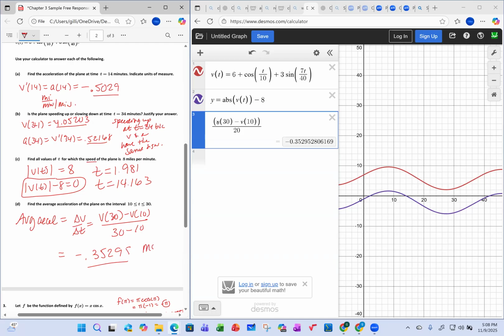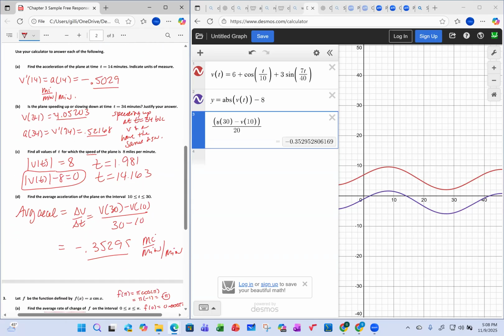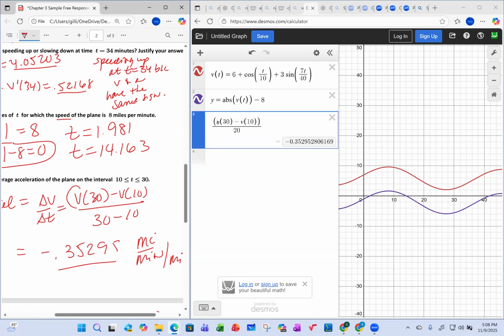Which is, again, miles per minute divided by minutes. And how do I get that? Oh, that went too far. Is that velocity is measured in miles per minute and time is measured in minutes. So that there completes everything.